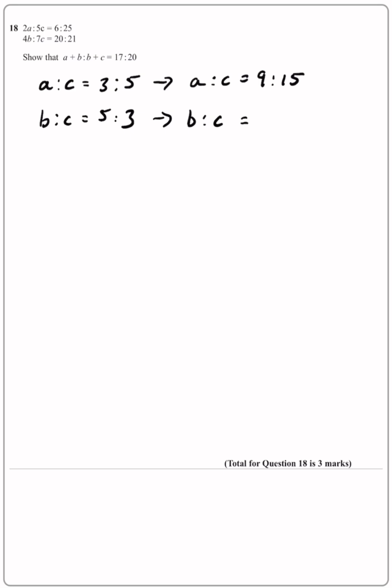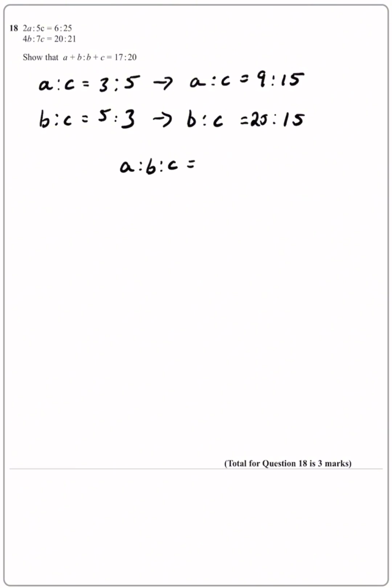All right. The ratios one, this one's a little bit abstract, I thought. But anyway, I'm going to start with 2a to 5c equals 6 to 25. Therefore, a to c is going to be 3 to 5. And b to c, where 4b to 7c is 20 to 21, b to c is going to be 5 to 3. Then I want to line up the c's, so I'm going to make both of the c's 15. I'll take the first one and multiply both parts by 3, take the second one and multiply both parts by 5. We get a to c is 9 to 15 and b to c is 25 to 15.